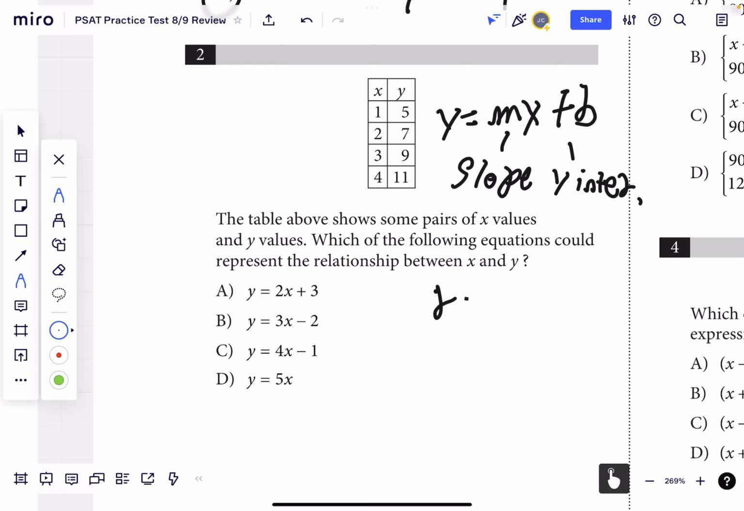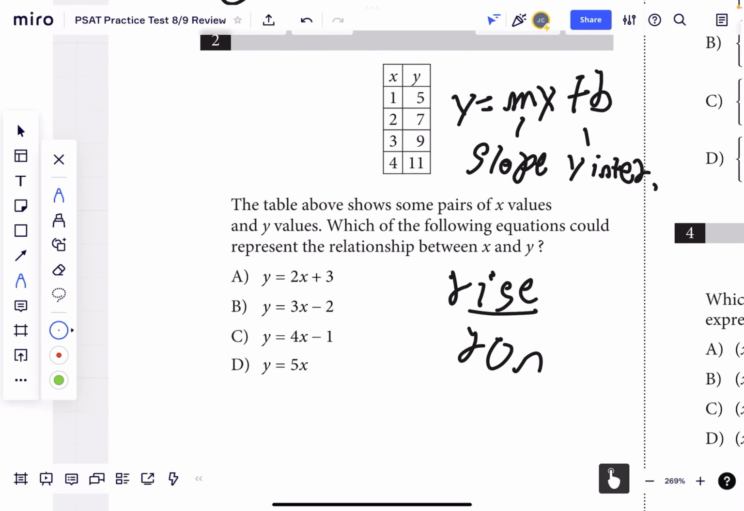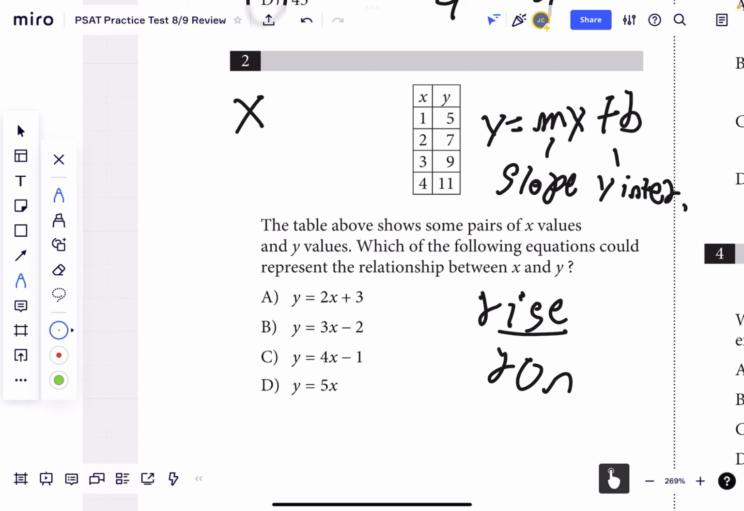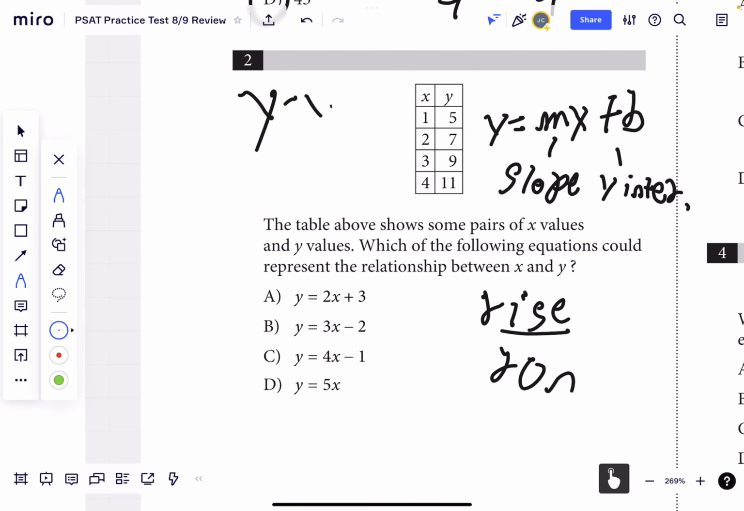So it's rise over run. How do we find the rise over run? We find the distance between 2 points. To do this, we do y minus y1 over x minus x1.